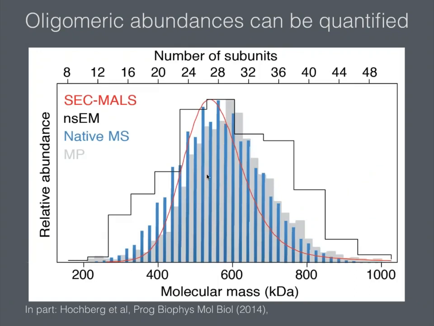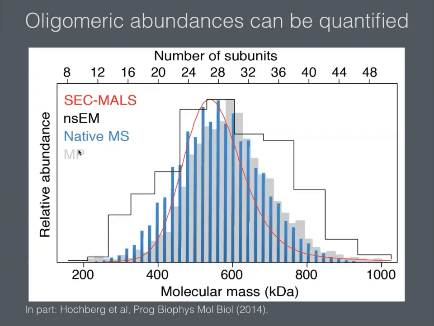What I've overlaid here are four different ways of measuring mass of heterogeneous protein assemblies. In the background in black is a crude estimation of a mass distribution obtained from negative stain electron microscopy. In the red line is size exclusion chromatography coupled to multi-angle light scattering. In blue is the native mass spectrometry experiment that I just described to you, and in gray is mass photometry. I think the first thing to note is that they all correspond to each other pretty well, which again is mutually validating.